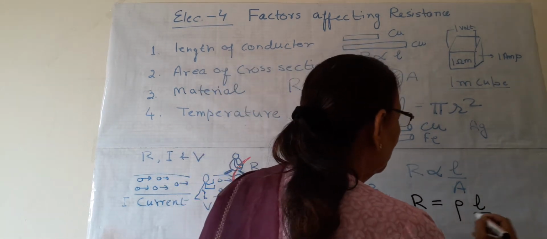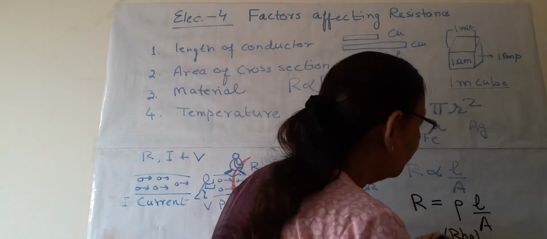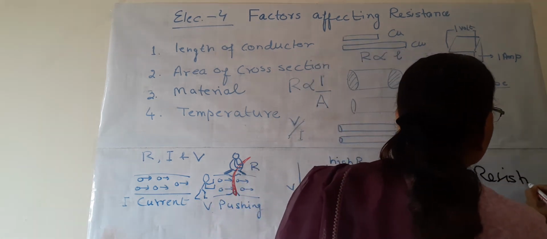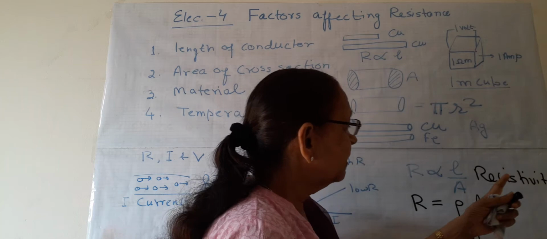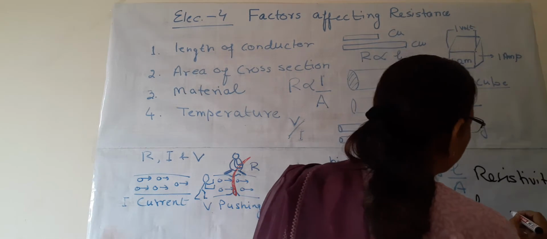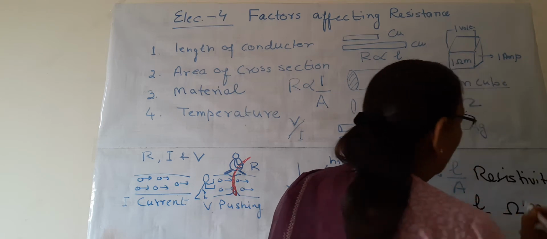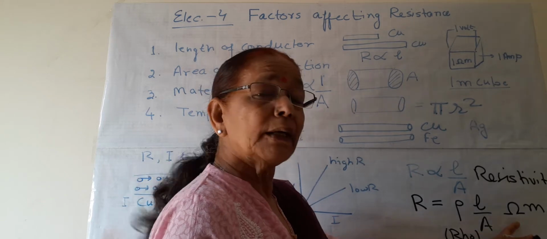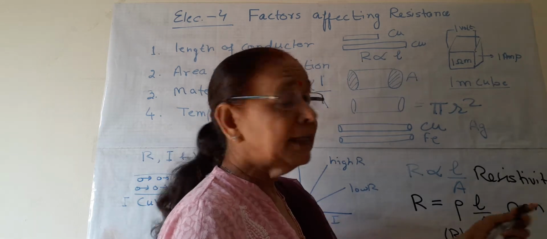This is known as rho. This is the Greek letter rho, and this rho is resistivity. This is known as the resistivity of the material. It is denoted by rho and its unit is omega meter. Omega is the unit of resistance and m is the unit of length, that is meter.